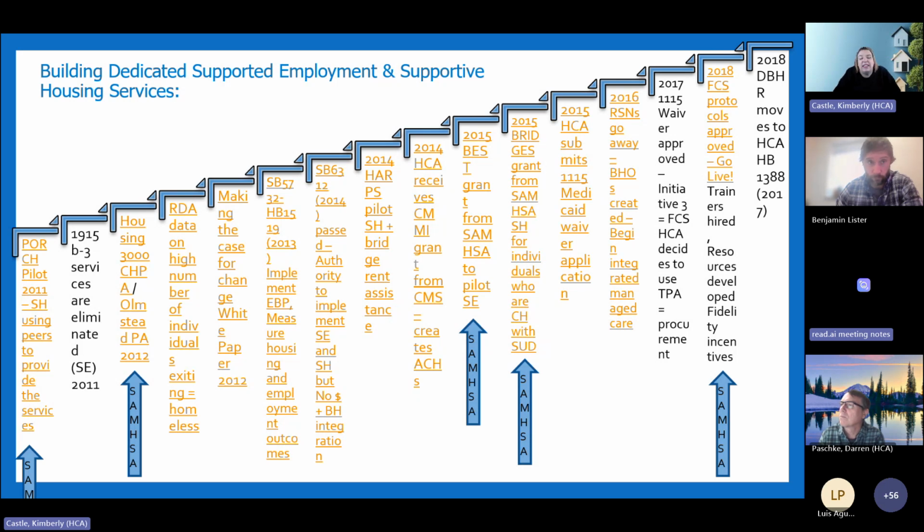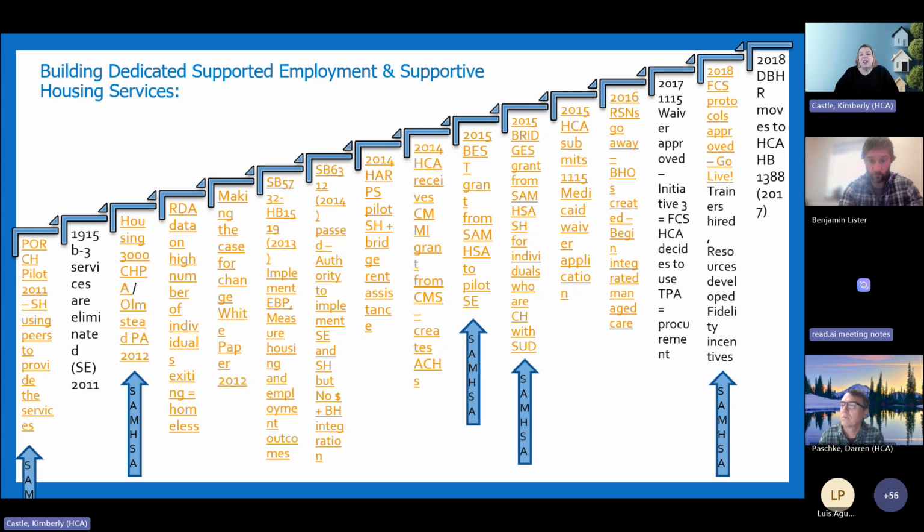January 1 of 2018, we launched the Foundational Community Supports Program. And we're a few months after 8 years strong. So we've been around a little bit, we've learned some lessons, and here we are today applying for our third waiver here soon. 2028 is when we would be looking at a new waiver.